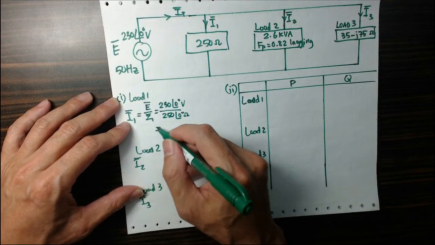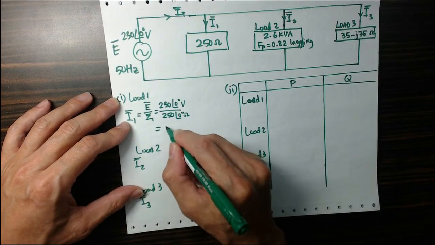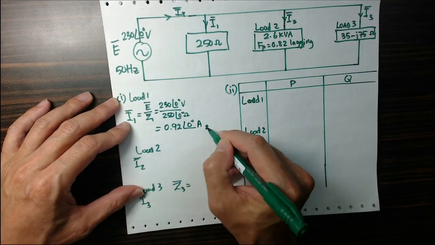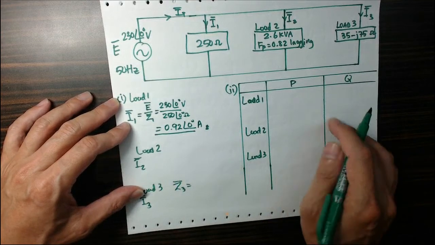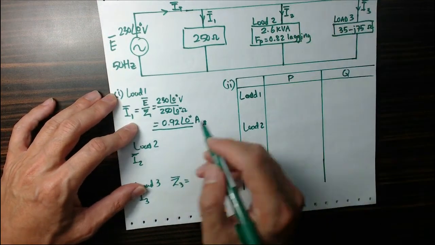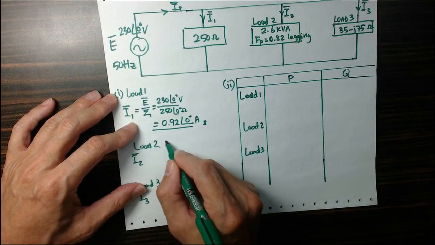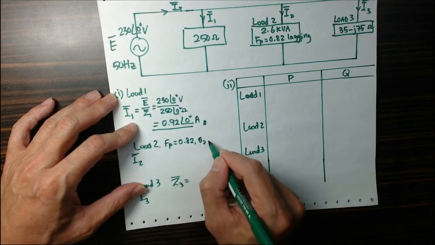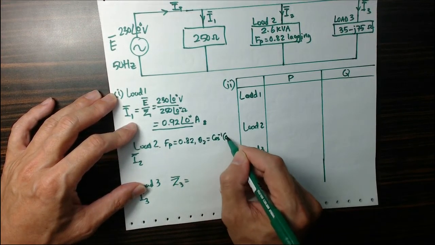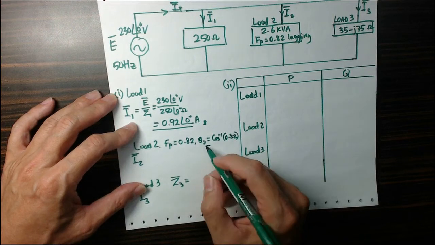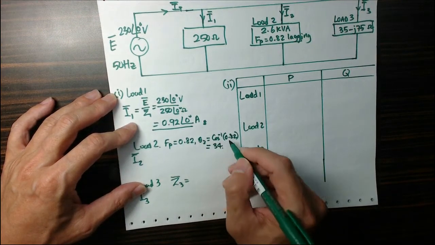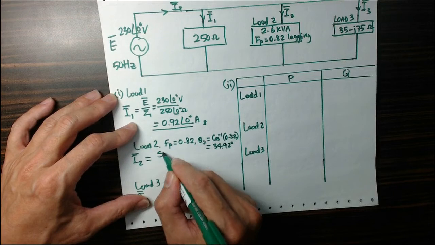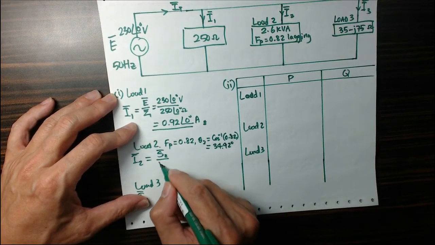That will give me the current is 0.92 angle 0 degree ampere. So that's the first branch current. Now the second branch current, because the information given is slightly different, I need to do some extra calculation. Since the power factor given is 0.82, it means that the angle theta is cosine inverse of 0.82. That will give me an angle of 34.92 degrees. Now I2 can be calculated from S2 over E2.